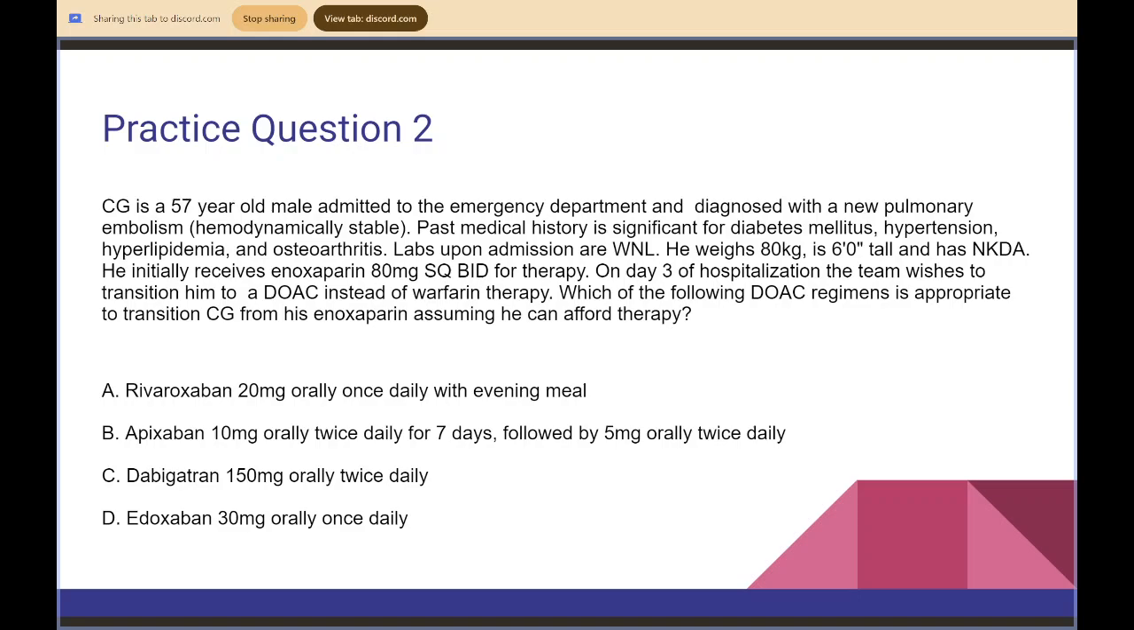Edoxaban is 30 mg orally once daily. Dabigatran 150 mg orally BID. Apixaban 10 mg BID for 7 days, followed by 5, and rivaroxaban 20 mg QD with evening meal.